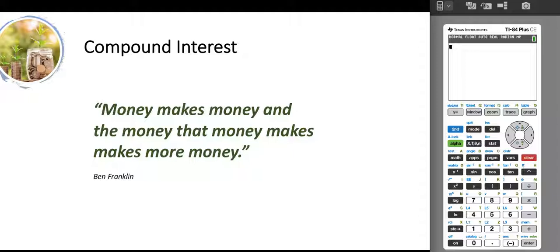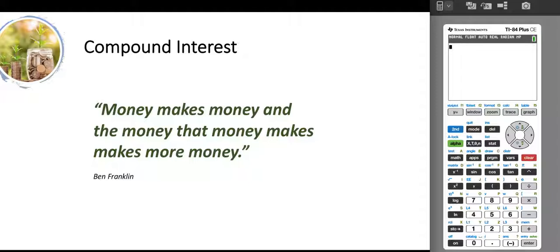So, compound interest is definitely something you're going to have to deal with at some point in your life. You're going to buy a car, you're going to buy a house. Maybe you've already done that. You have a savings account, you have school loans. So, it's important that you understand this concept of compound interest.